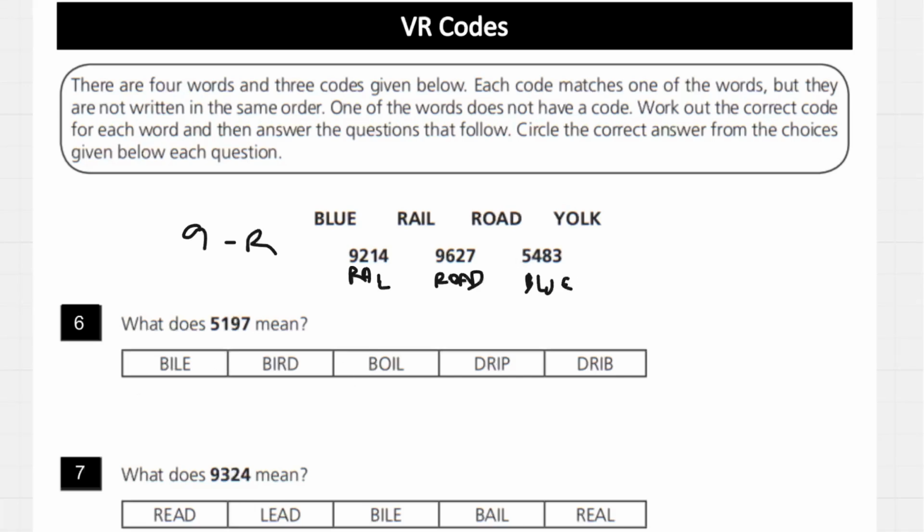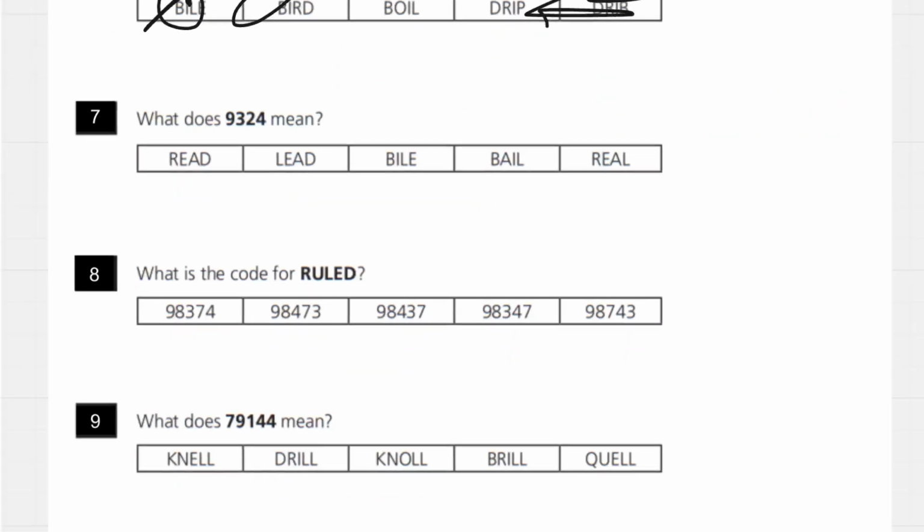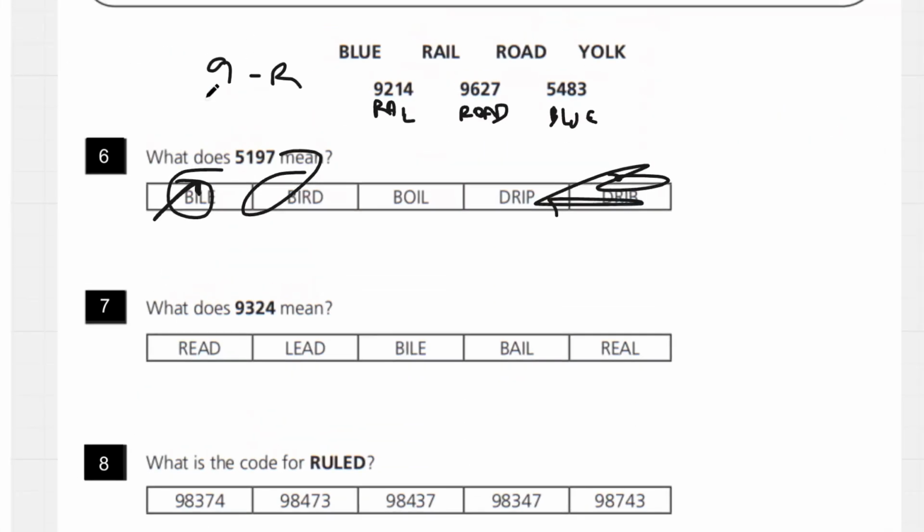517 is going to be B. 1 is going to be I. So it's going to be bile. And then, there's 2 words with I, so not just yet. And then 9 is going to be R, so it's BIR. Question number 7, 9, 3, 2, 4. R first. Cross these out, and then 3 is going to be E, and then A. Let's look at the last one. 4 is L, so it's going to be real.